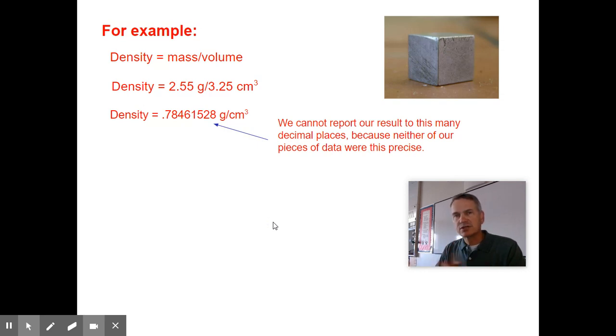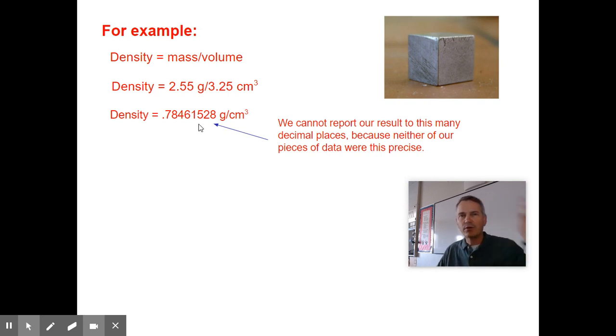So first off, let's go to the first example. Why do we need significant figures? Well, this comes up all the time when students ask me, well, what should we round to? Well, if we're doing a density problem, for example, and we'll be doing these next week, I'm going to calculate the density of this cube. All right, so the density is mass divided by volume. And in this case, the mass would be 2.55 grams and the volume is 3.25 cubic centimeters. When I punch those numbers into my calculator, I get this answer.